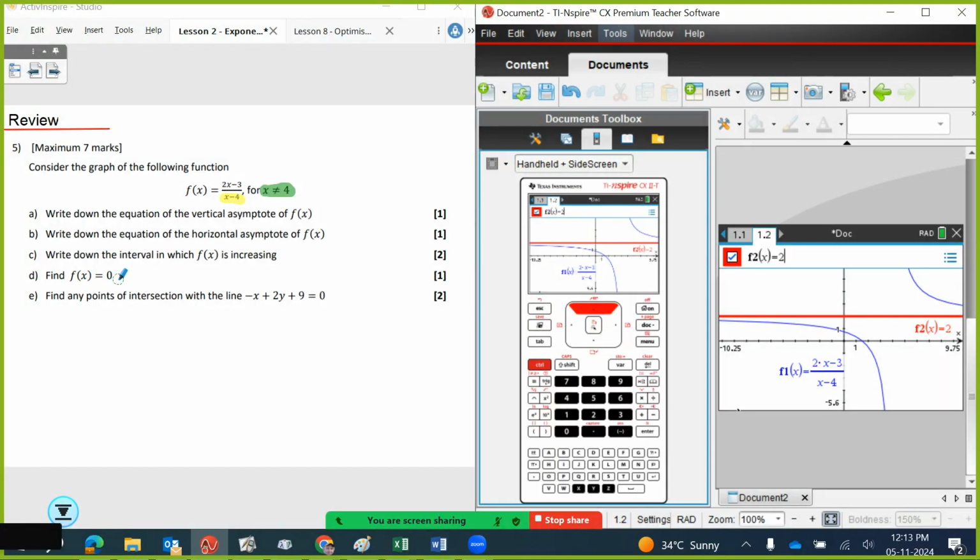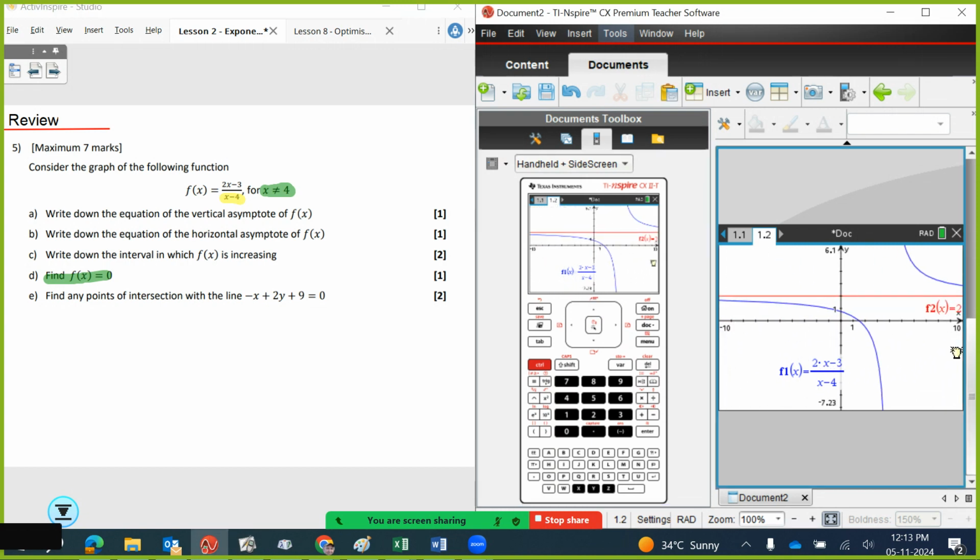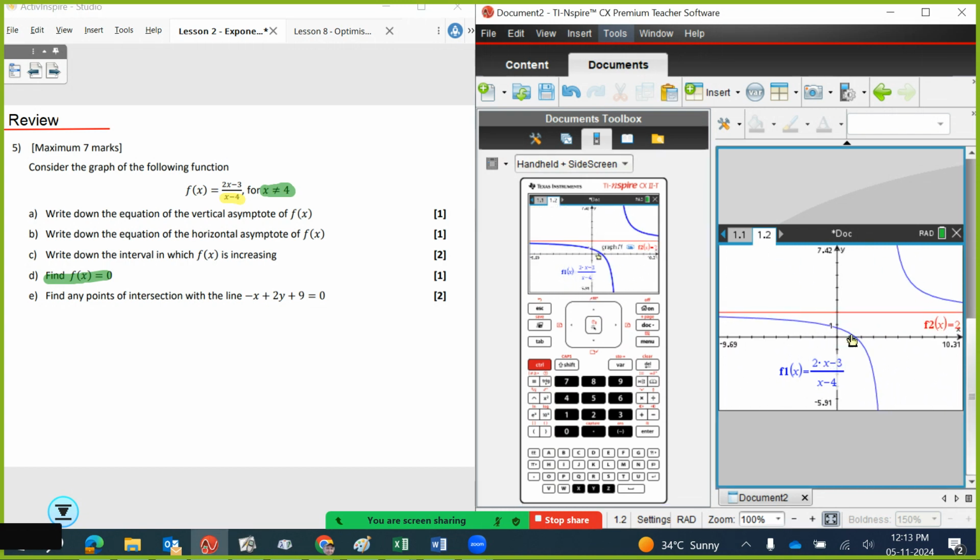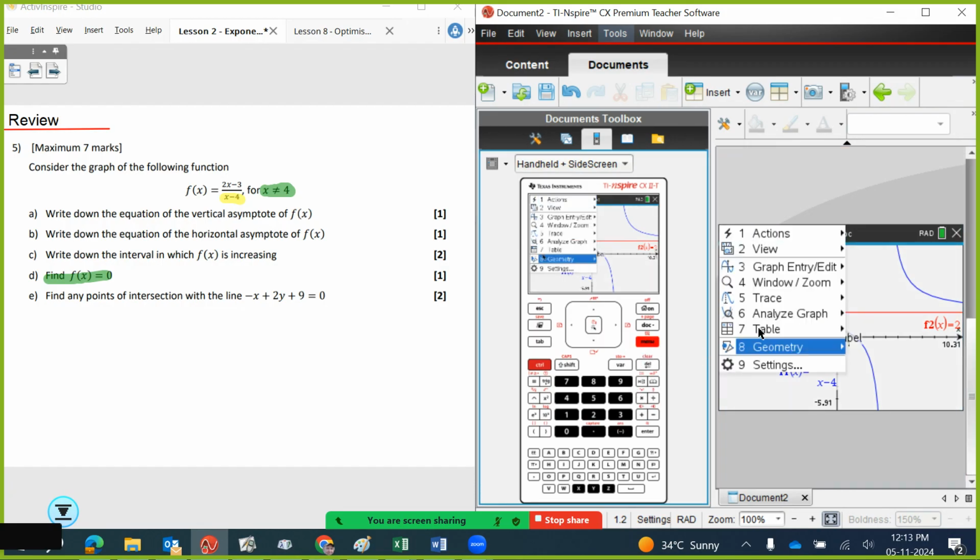Next, we need to find when is the function equal to 0. We can see it graphically. It's here. It's this point here. If we look at the graph, it only crosses y equal to 0 once. That's there on the x-axis, and that is the zeros.